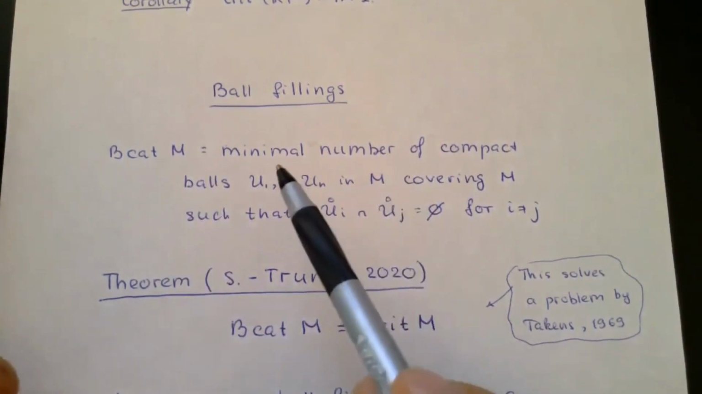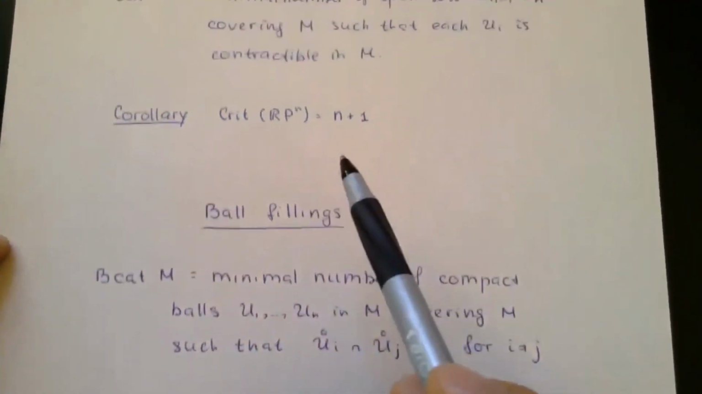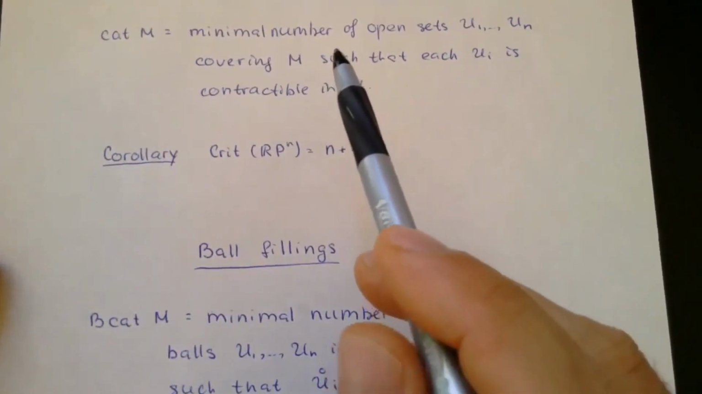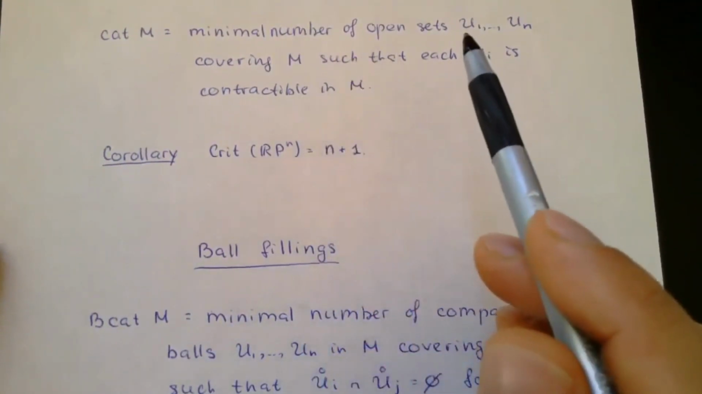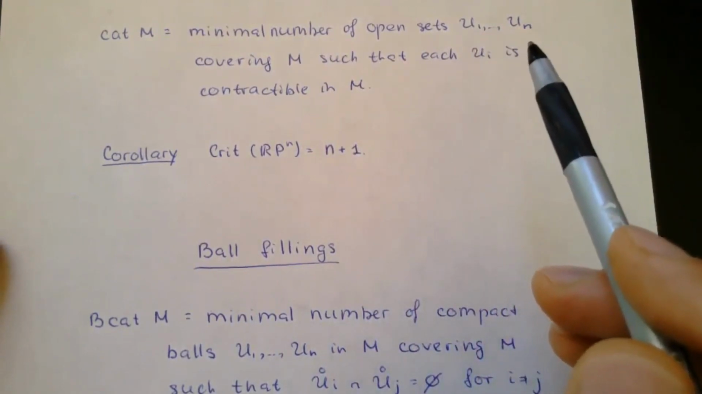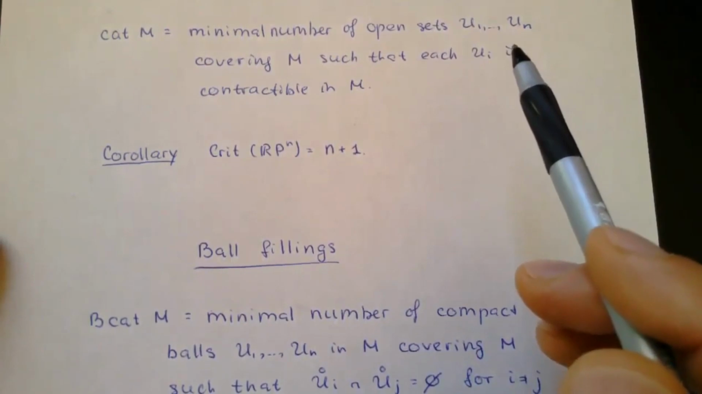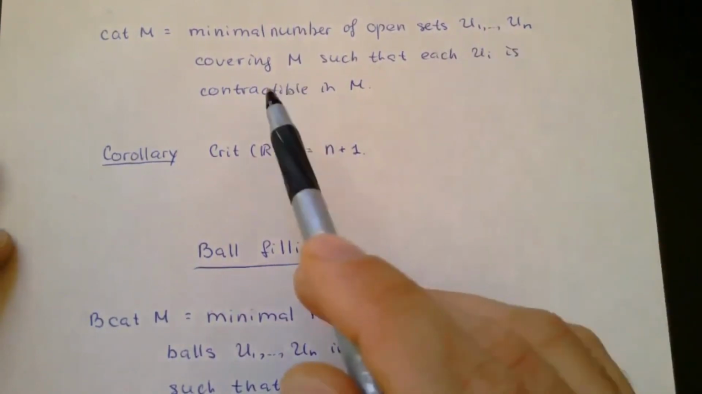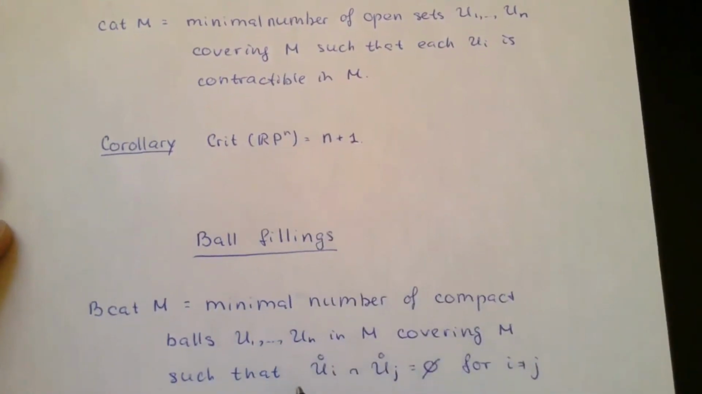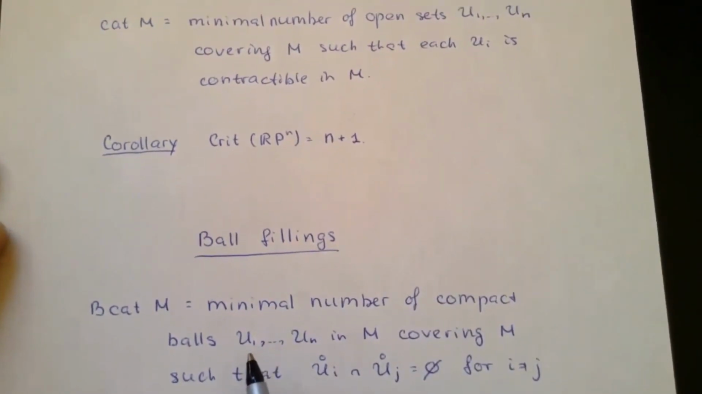The difference between our definition and the definition of Lusternik-Schnirelmann is that in the definition of Lusternik and Schnirelmann, the sets U1 through UN could be arbitrary, maybe non-contractible sets that are contractible in the manifold M. We consider compact balls. So in our case, each of these U1 through UN is a ball. In particular, these balls are contractible, and they're contractible in M. On the other hand, we require that the interiors of the balls are disjoint.